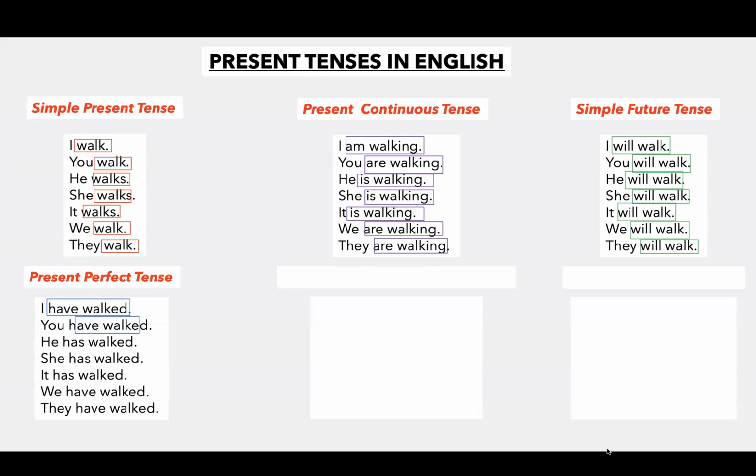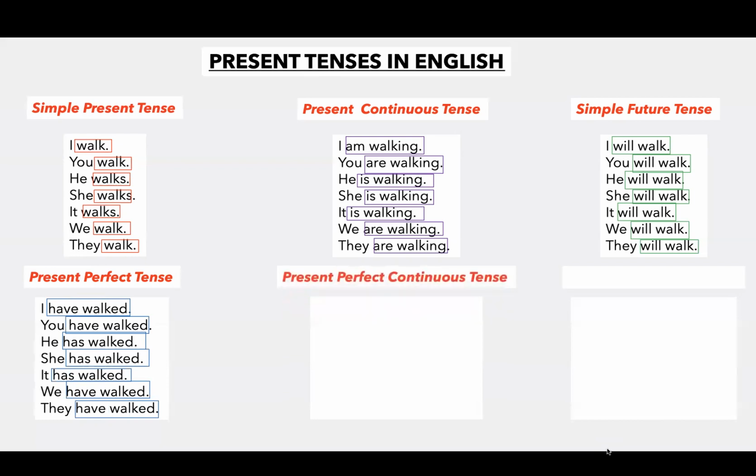Have walked. I have walked. You have walked. He has walked. She has walked. It has walked. We have walked. They have walked. Okay, I, you, we, they have verb 3. He, she, it has verb 3.